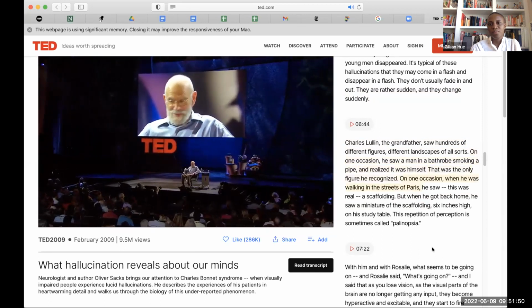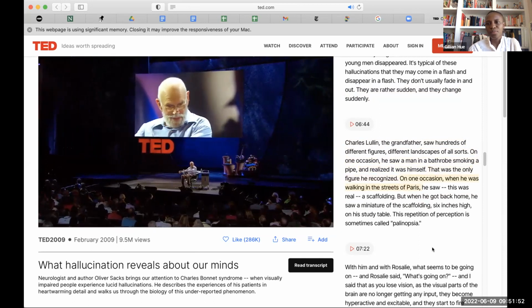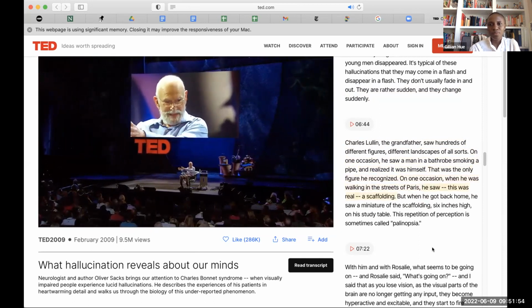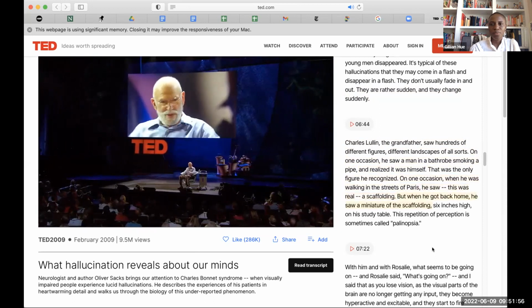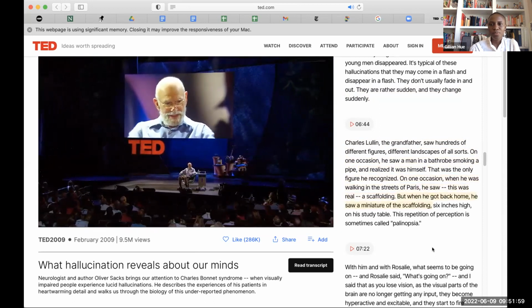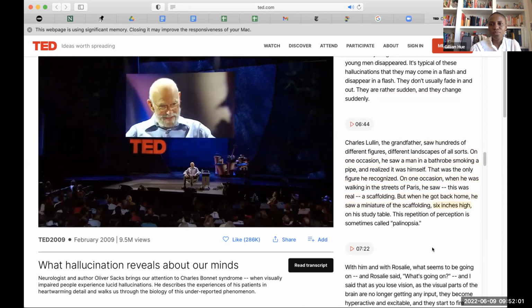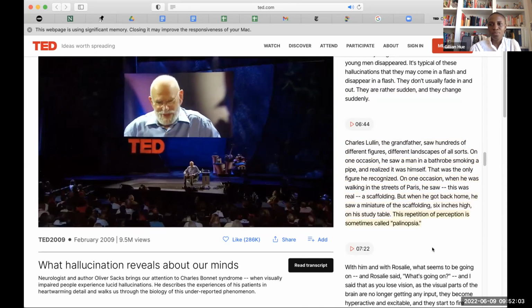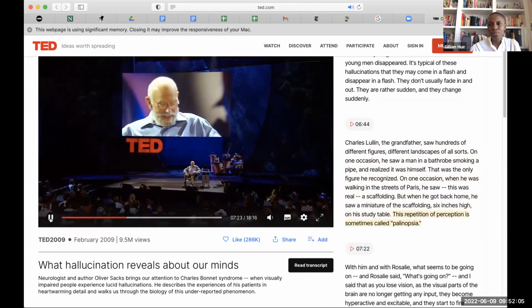On one occasion, when he was walking the streets of Paris, he saw, this was real, a scaffolding, but when he got back home, he saw a miniature of the scaffolding 6 inches high on his study table. This repetition of perception is sometimes called palinopsis.